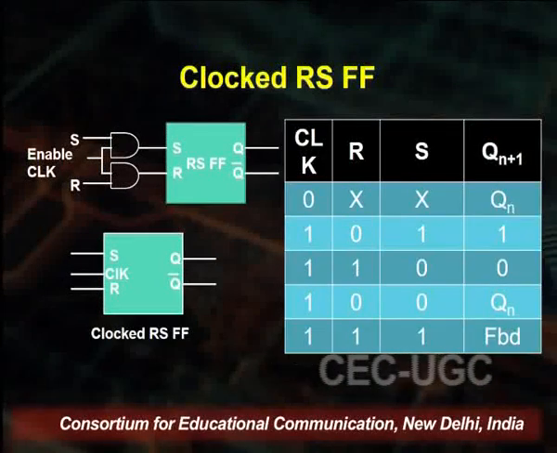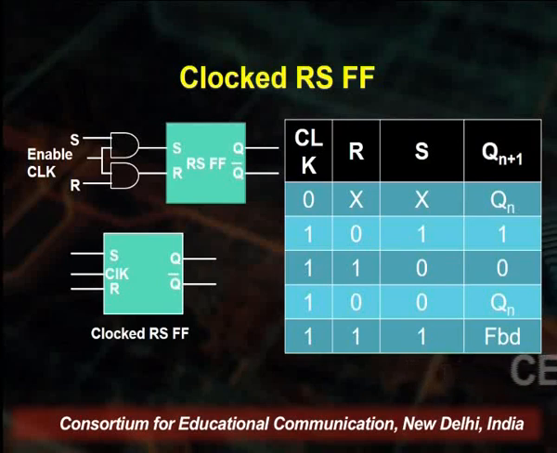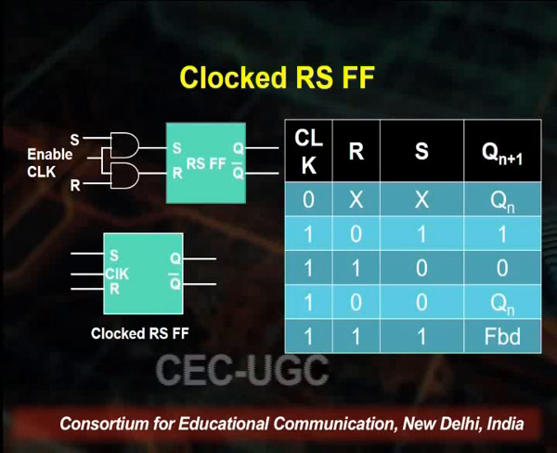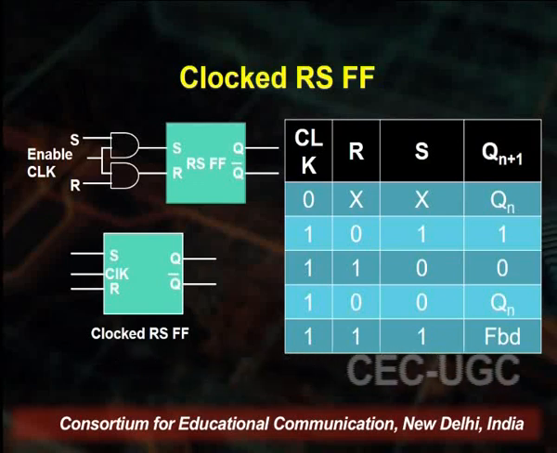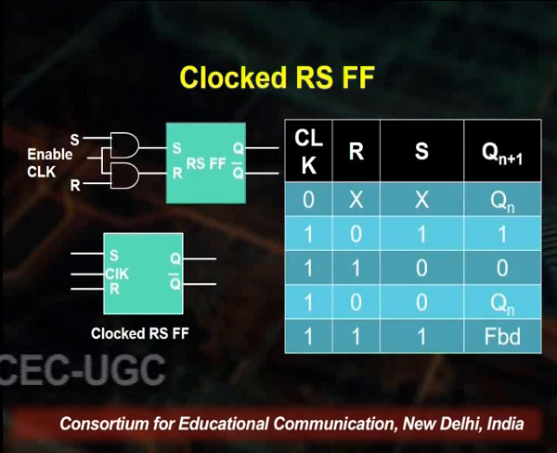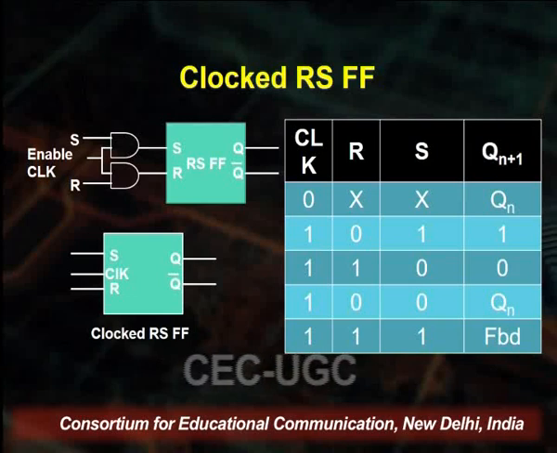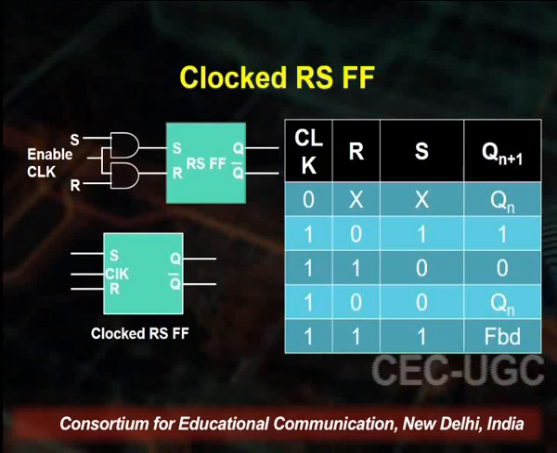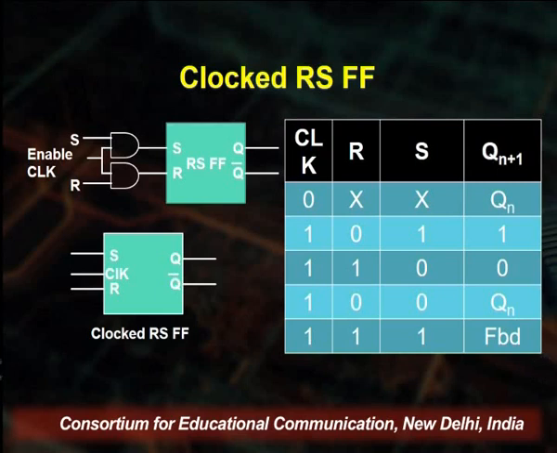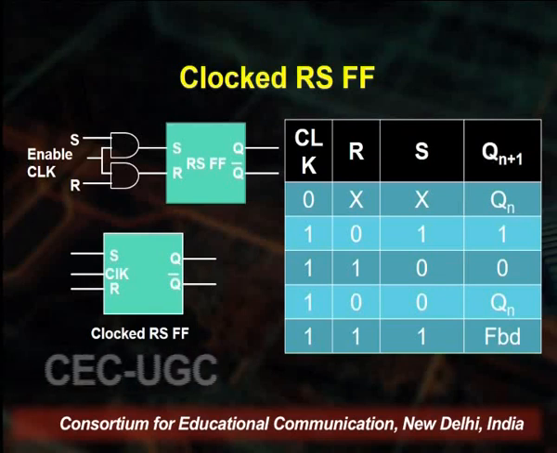The figure here shows the use of two extra AND gates, and we understand the logic of the AND gate of any number of inputs: it gives a high output if and only if all of its inputs are high. So it is pretty clear from this picture that only while this enable or the clock is high will the inputs S and R flow into the AND gates and come at its output.